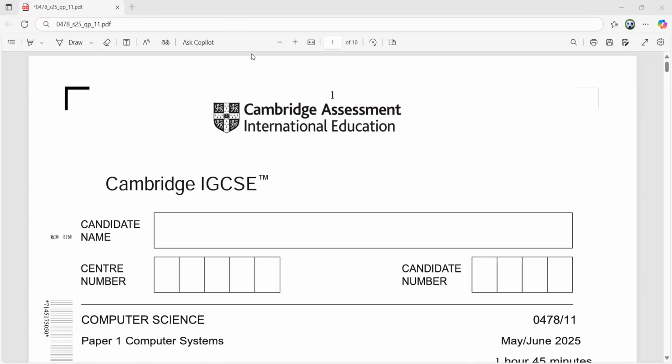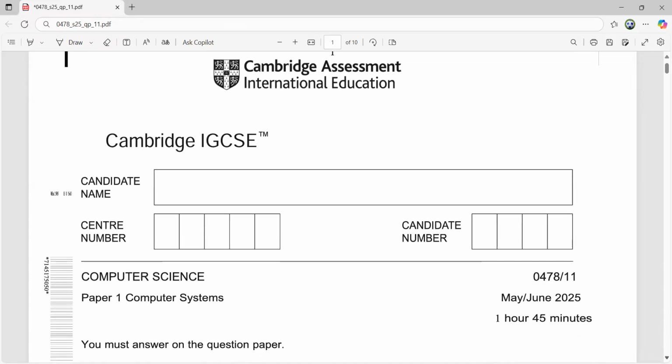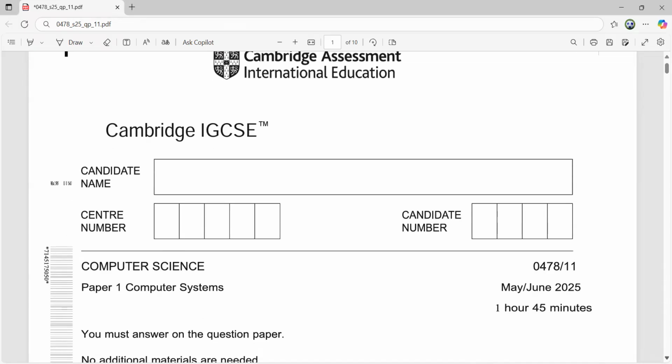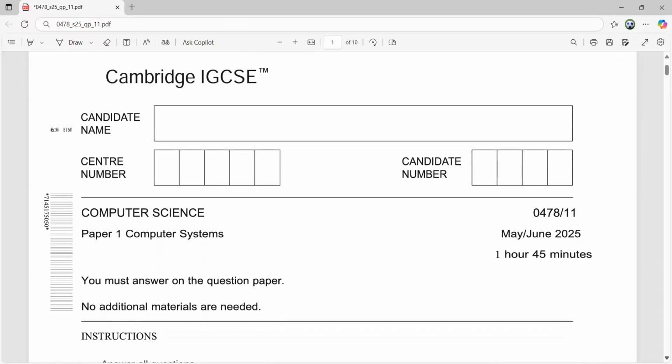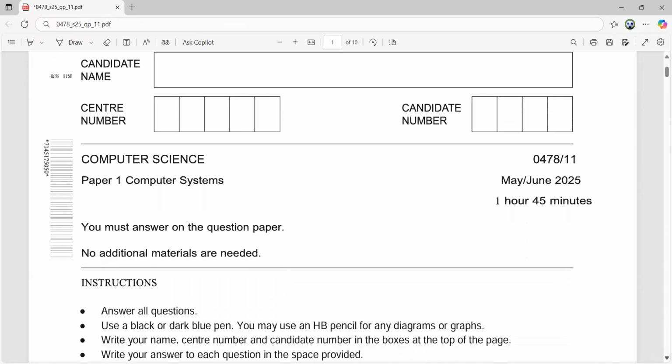Okay, today we are here to solve one more paper, paper 1, Computer Systems, Computer Science, that is 047811, May, June 2025. The duration of the paper is 1 hour 45 minutes. You have to answer all the questions, no additional materials are needed.